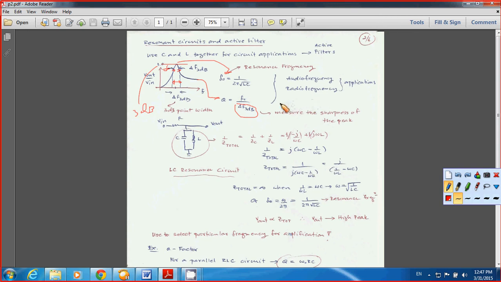So this represents Q or what? Small, correct? Because we have this one very large, so I put this one as small. And if you have a very sharp curve here at the resonant frequency, this is represented by Q being very, very large. Okay, just for your information.